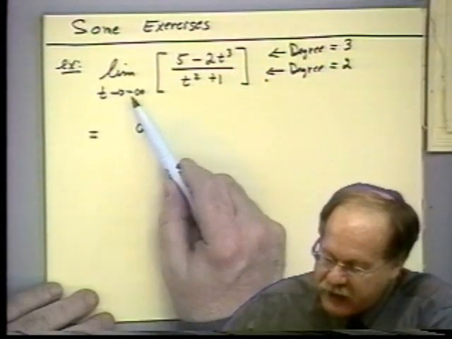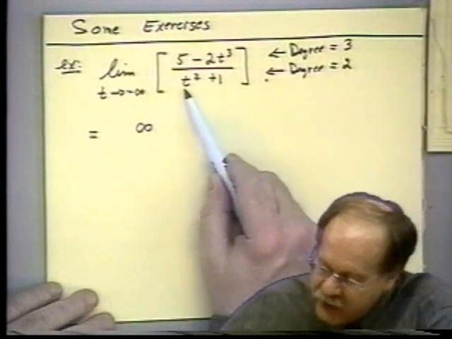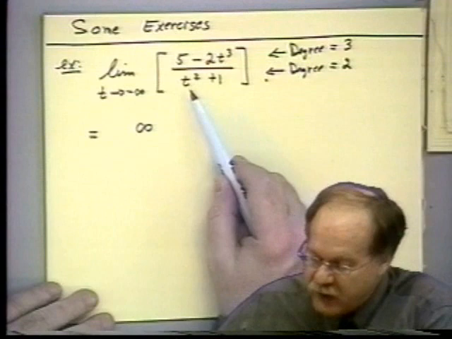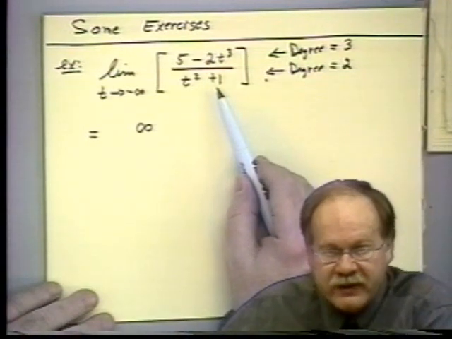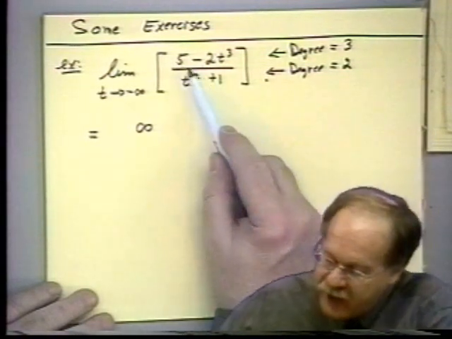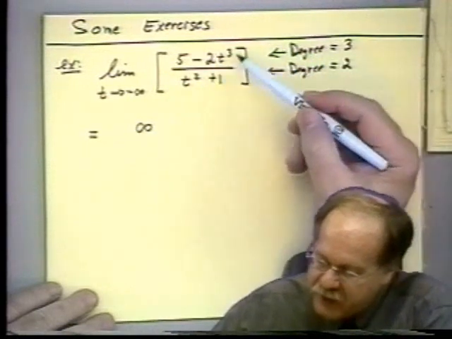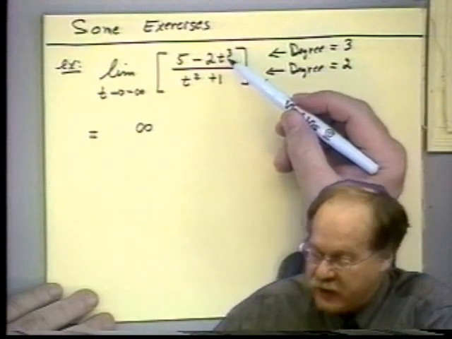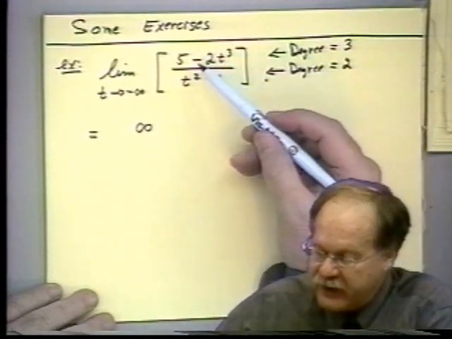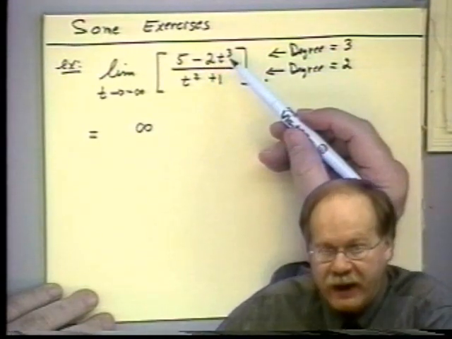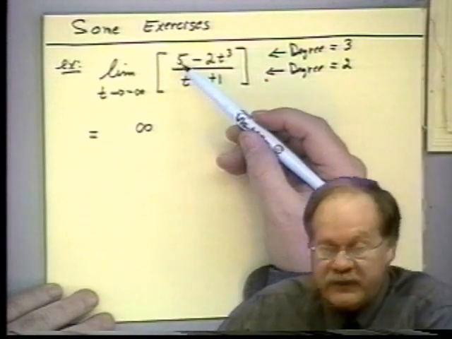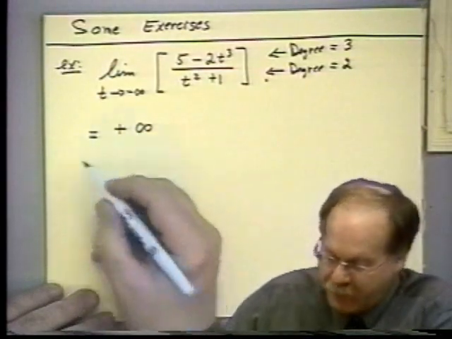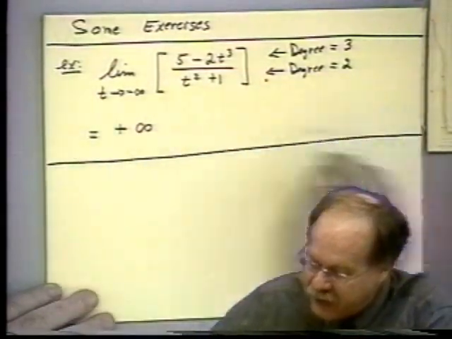As t here in this case goes to negative infinity, notice that the denominator remains positive throughout because it's t squared. So this is positive, will not affect the plus or minus sign of the end result. The top, let's look at what happens to minus 2t cubed. t cubed will preserve the negatives, so that will remain negative. But since it is multiplied by negative, that will become positive. And then positive plus 5 is still positive, so this will tend toward plus infinity. And that's the only analysis you need to do for this problem.